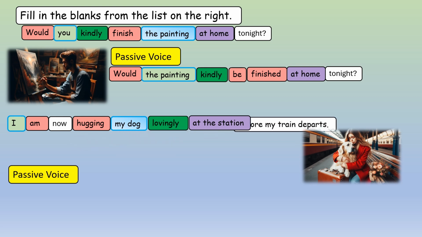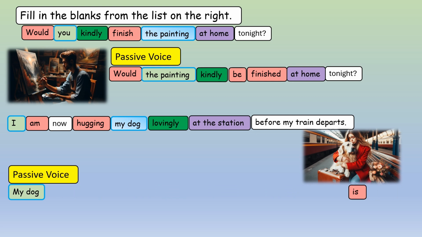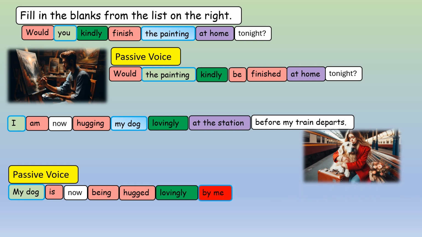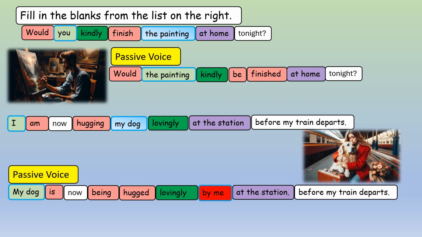So let's rewrite that in the passive voice. My dog is now being hugged lovingly by me at the station before the train departs. We could opt to move lovingly between being and hugged. That means before the past participle, but that is optional.